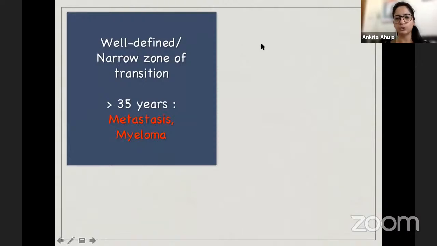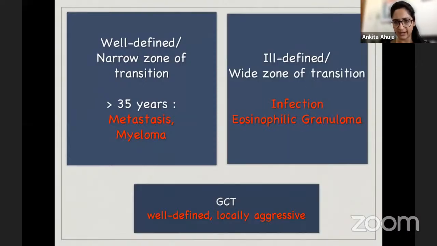But as you know, all rules are not always standard. So there are always star marks, like in all the policies you have. Similarly, you have some star marks over here also to the rules. So if you see a narrow zone of transition, still in an elderly patient, you will think of Mets and myeloma. In a young patient, if you see a wide zone of transition, still you need to think of tumor mimics, that is your infection and eosinophilic granuloma.